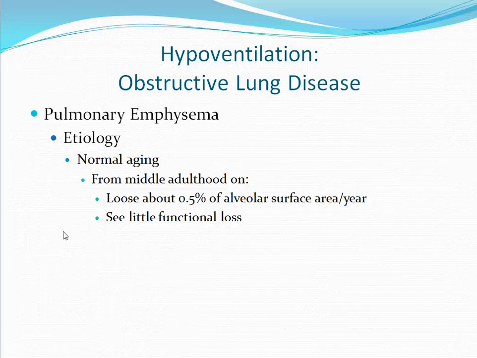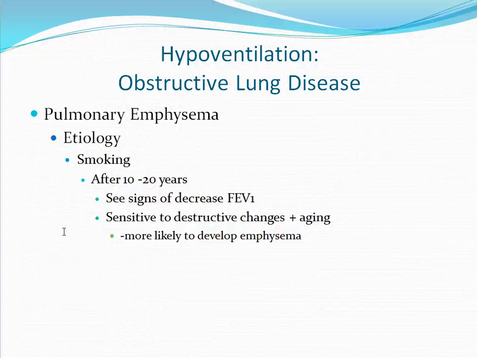One etiology of emphysema is the normal aging process. From middle adulthood onward, we lose approximately 0.5% of our alveolar surface area per year. The good thing is that this results in little functional loss. The most common etiology of emphysema is smoking. After about 10 to 20 years, some smokers will begin to show signs of a decreased FEV1 ratio. They are then the ones that are most sensitive to not only this destructive process, but put aging on top of that, and then they are more likely to develop emphysema.